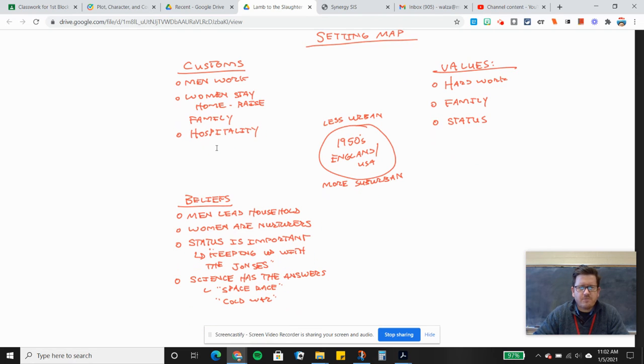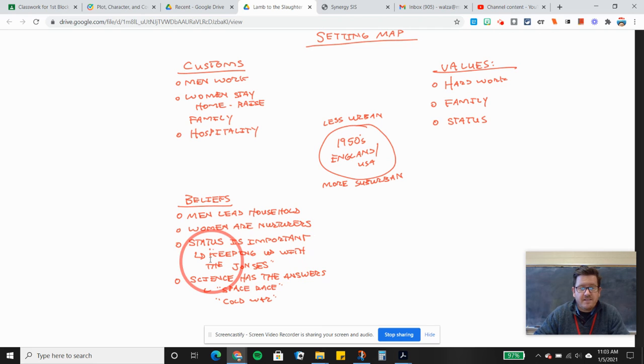Now, the belief systems come from the customs. Our customs, what we do as people, usually is motivated, at least in part, by what we believe is important. So at this time, it was believed that it was important for men to lead the household, and that women were nurturers. The men were not the nurturers in the family. That was the role of the mother, to be the nurturer in the family and in the community.